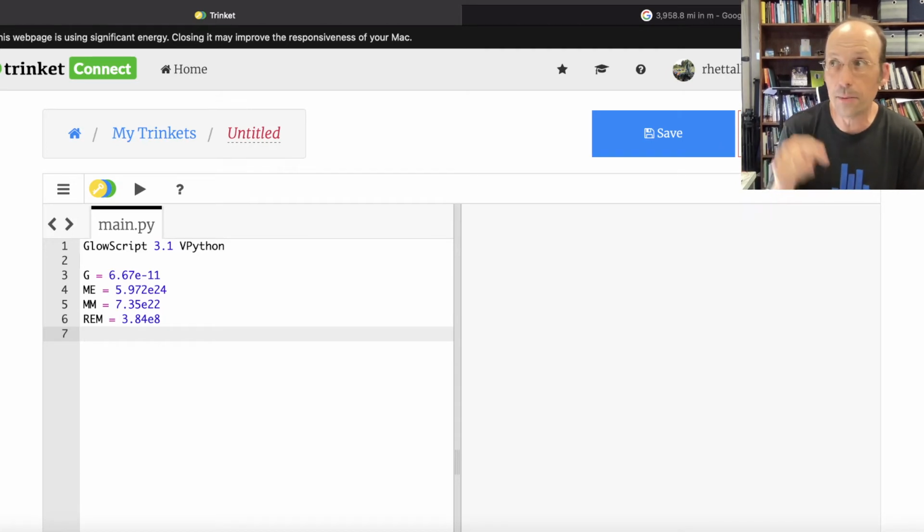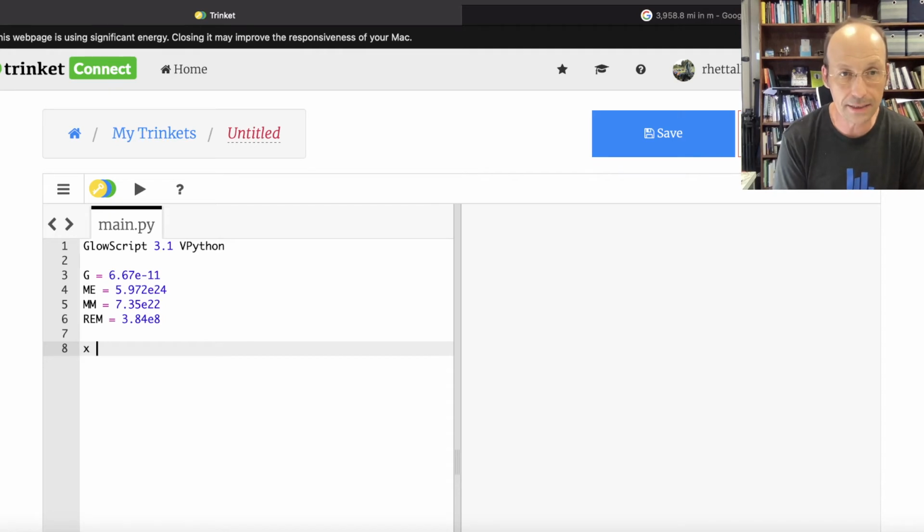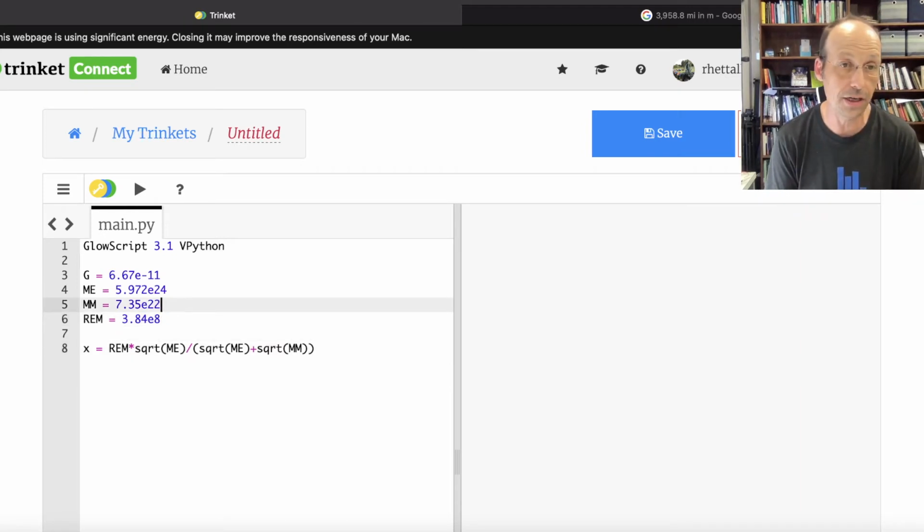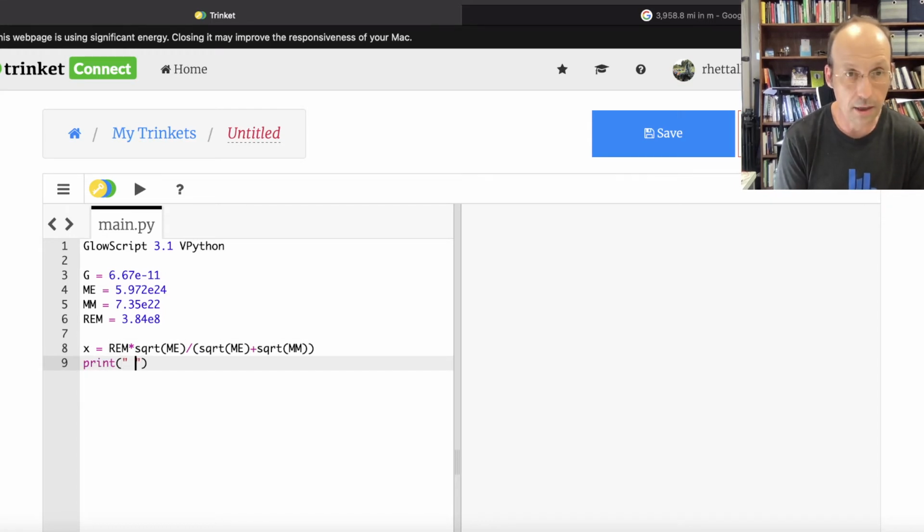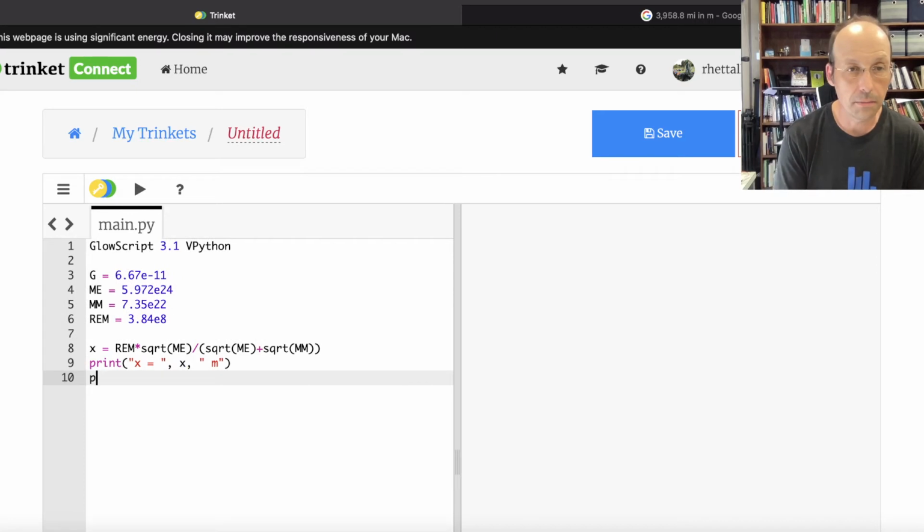Now I see the nice thing about doing it this way: I can really just type that equation. I can say x equals R_EM times the square root of M_E divided by the square root of M_E plus the square root of M. I don't have to put in the numbers. That's the whole nice thing. And if I need to change these, I can. So then I can just print that. Let's say x equals x meters. And let's print percent distance. So what percent of the way have you gone? That's going to be x divided by R_EM times 100. And then I'll put that as a percent. I think that might work. The percent thing sometimes is weird.